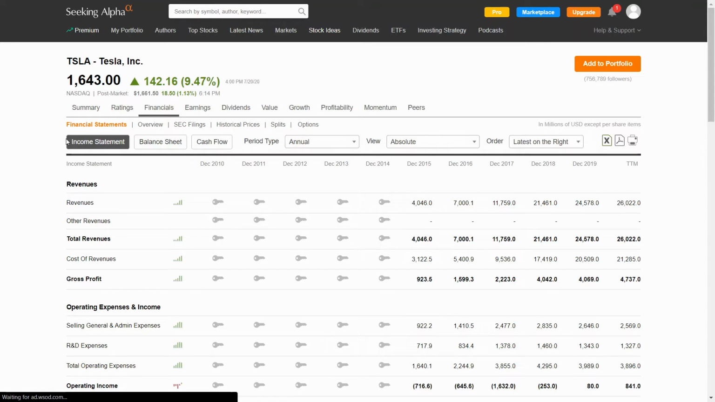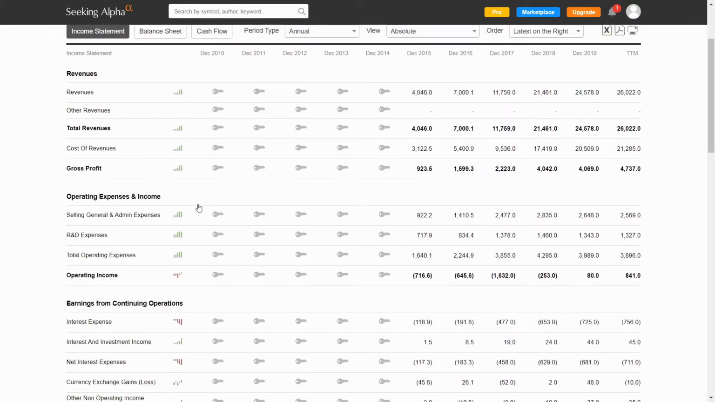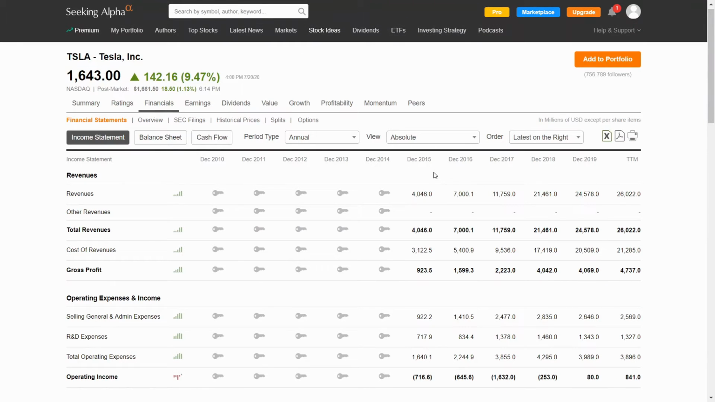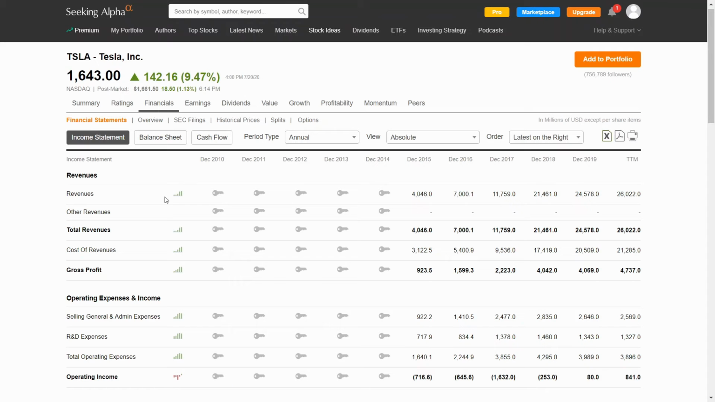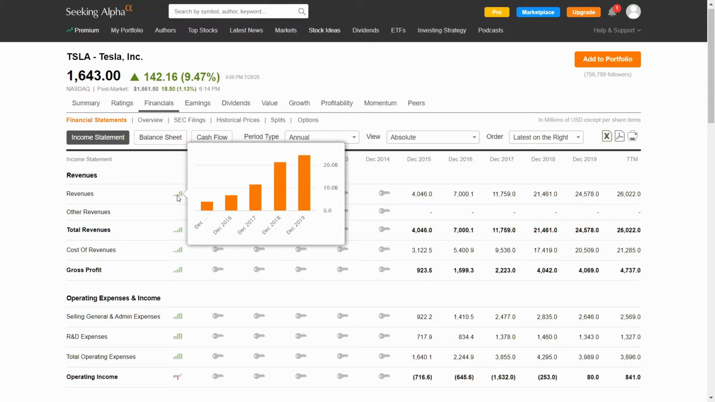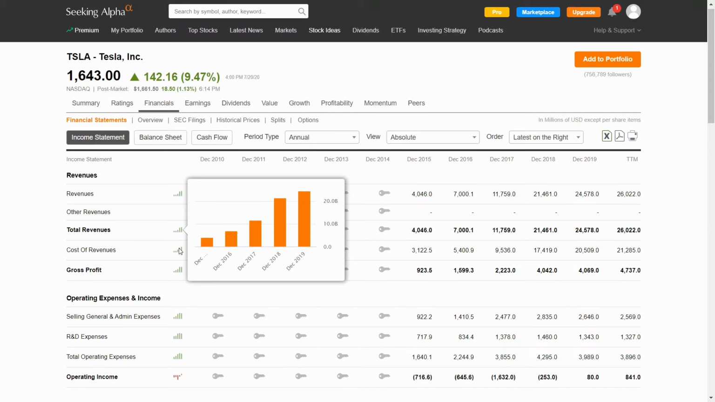But here's the financials. We have the income statement, balance sheet, and cash flow all laid out like that. And with the free version, we get 5 years, which is pretty good. Yahoo Finance will only show 3 years. This shows 5 years for a free version. And on top of that, it's laid out in a graph as well off to the left.